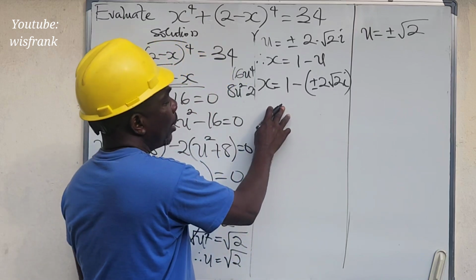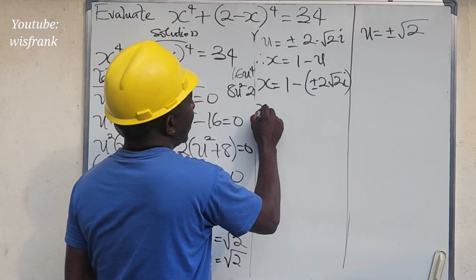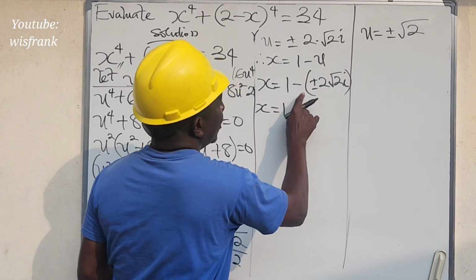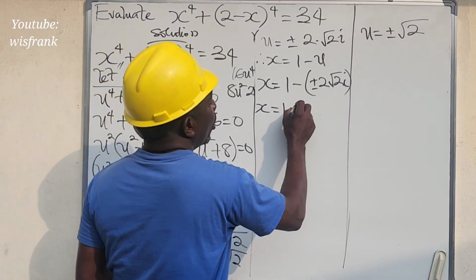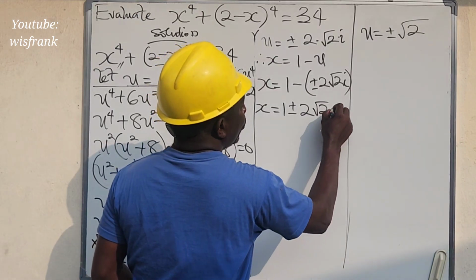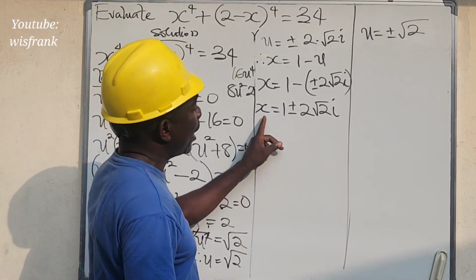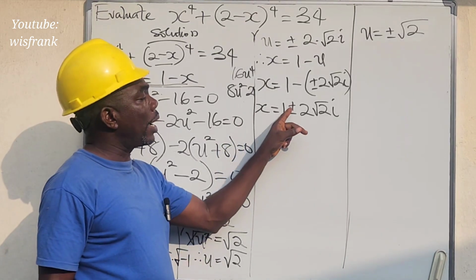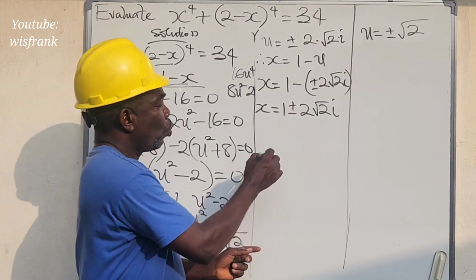So this is what we have. So here will become x equals to 1 minus, and all of them will be plus or minus 2 square root of 2i. So this is the value of x that we have, and we have two solutions from here because we have plus or minus. So we hold it here.